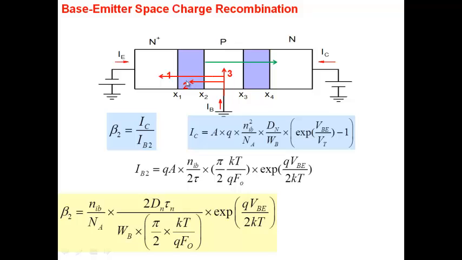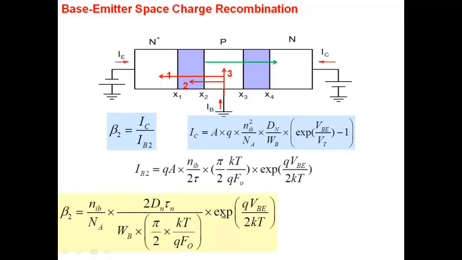Recombination within the space charge region goes as exponent QVB by 2kT. So when I take the ratio of collector current, which goes as exponent VB by VT, and this, which goes as exponent QVB by 2kT, I end up getting a current gain which is bias dependent. So I get this beta 2, which is now current dependent. All this prefactor term we can evaluate once we know the doping, lifetimes and all of that.